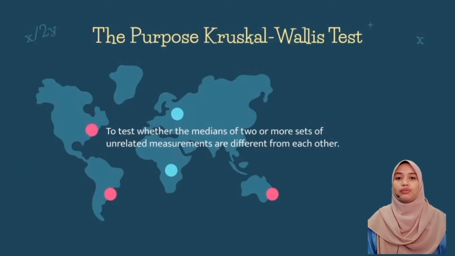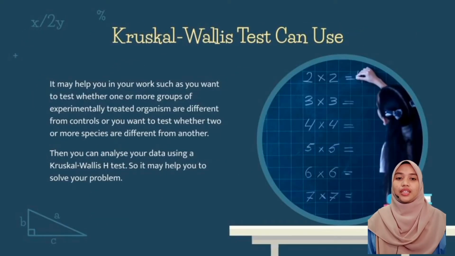The purpose of the Kruskal-Wallis test is to test whether the medians of two or more sets of unrelated measurements are different from each other. Why am I telling you about the Kruskal-Wallis test? Because it may help you in your work, such as when you want to test whether one or more groups of experimentally treated organisms are different from control. Then you can analyze your data using a Kruskal-Wallis test, so it may help you to solve your problem.